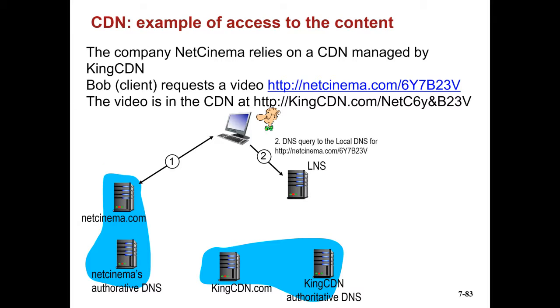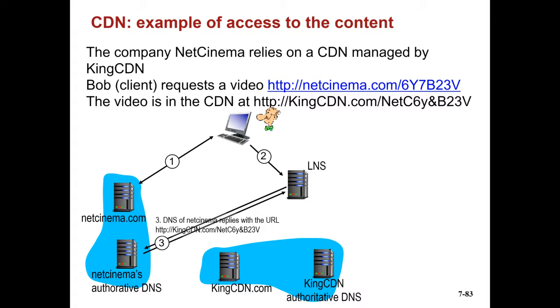So in this case, the video provider returns to the client of the user a symbolic name that corresponds to that specific content. So netcinema.com/6y7b, so on and so forth. And the client of the user makes a DNS query to the local DNS server to resolve that specific name. The local DNS server, instead of starting to query the DNS database for that symbolic name, queries another DNS server, that is the DNS server of netcinema.